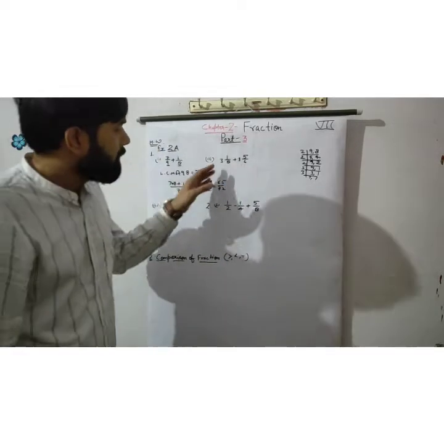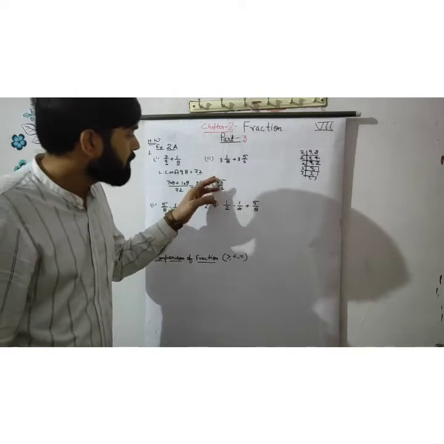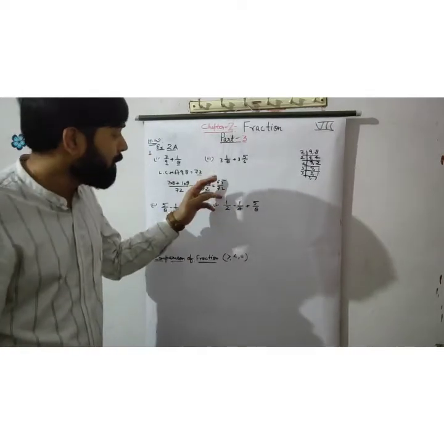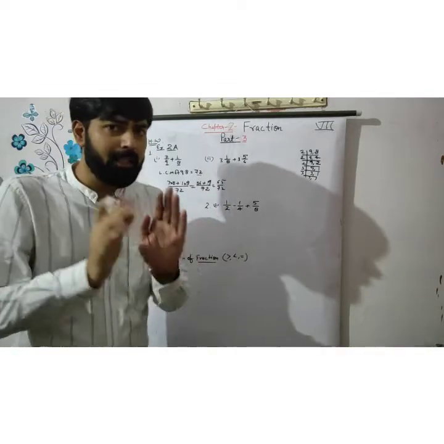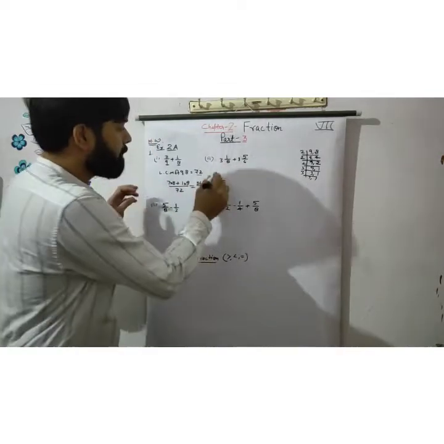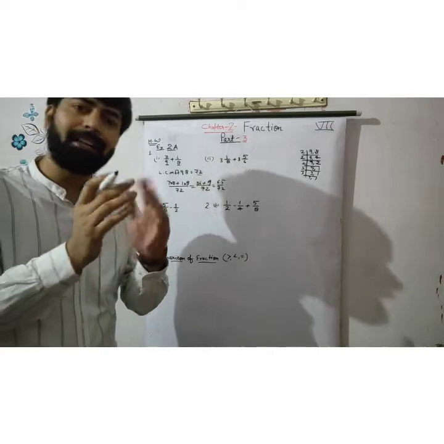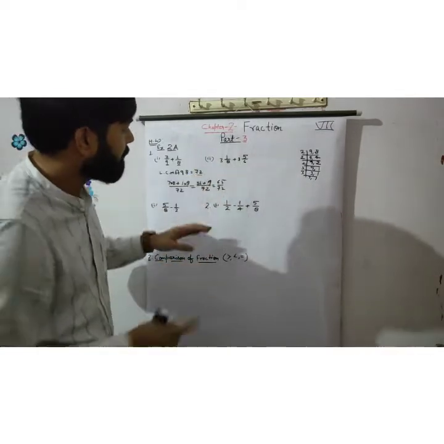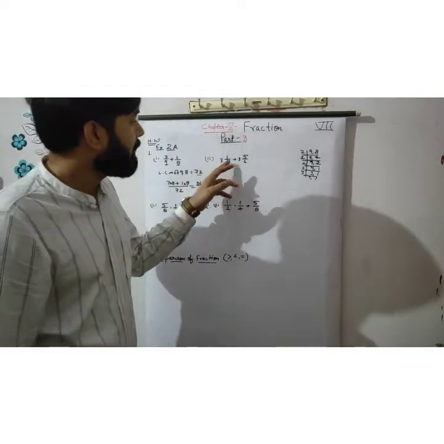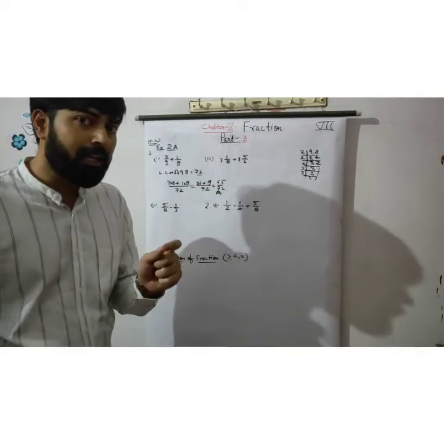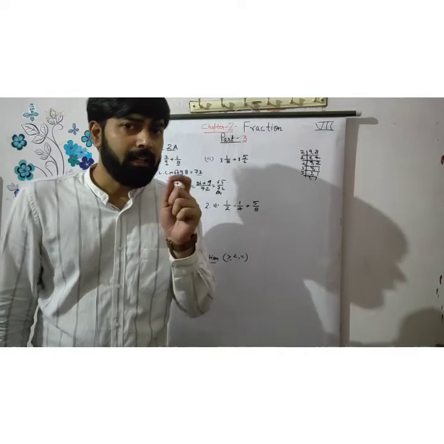Then after the solution we check the answer. If the numerator and denominator are divisible by the same number, we cancel them, otherwise we write it as it is. So 65 and 72 are not divisible by the same number and cannot be cancelled, so 65 upon 72 is the answer.